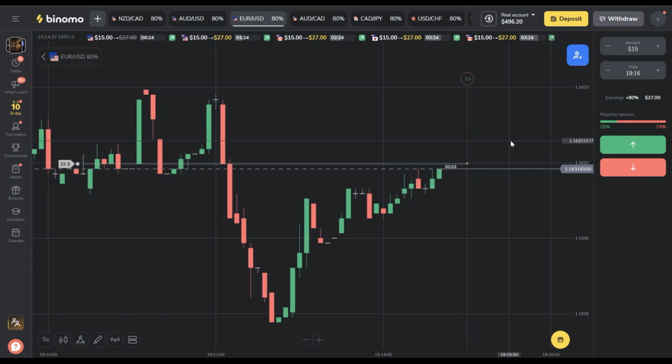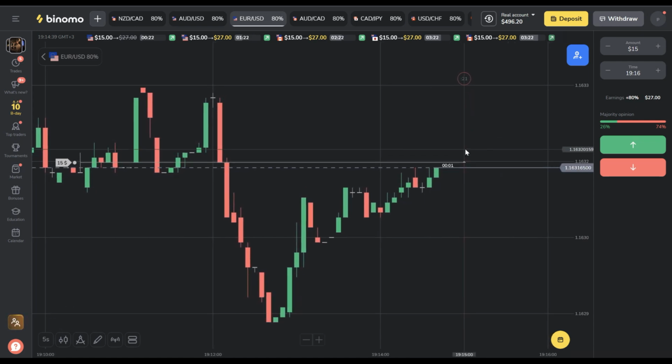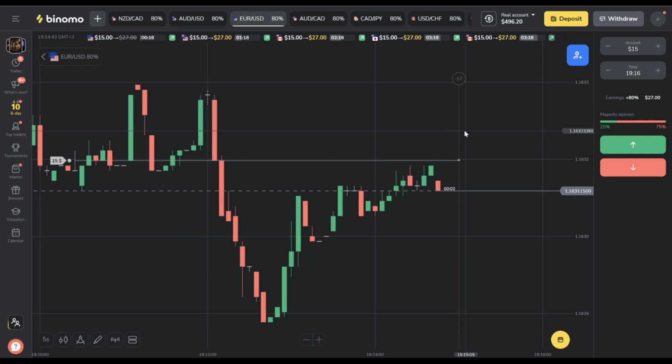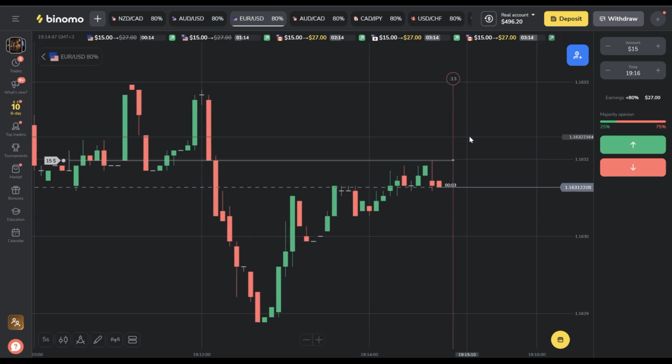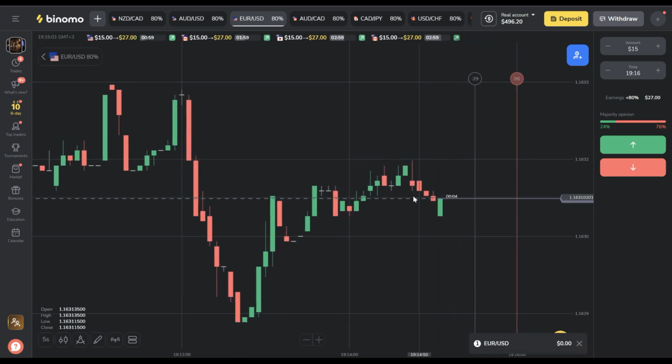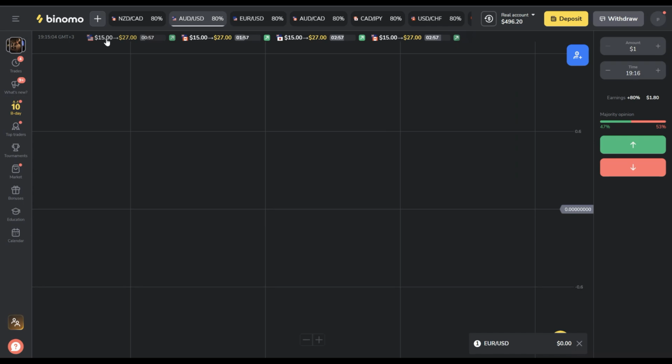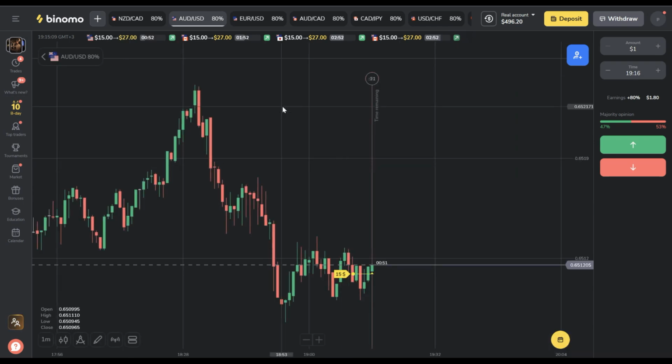The price is very close to the entry point, but it needs to be either slightly above or at least at the entry level at the moment of closing, so we get a refund. But no, it wasn't quite enough. Okay, our next trade is the Australian dollar.